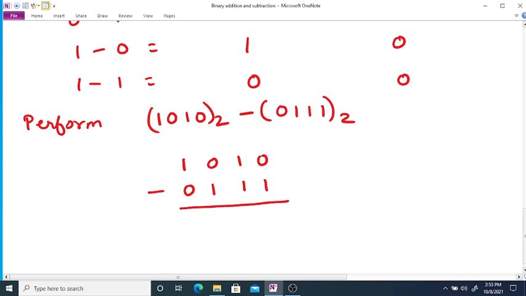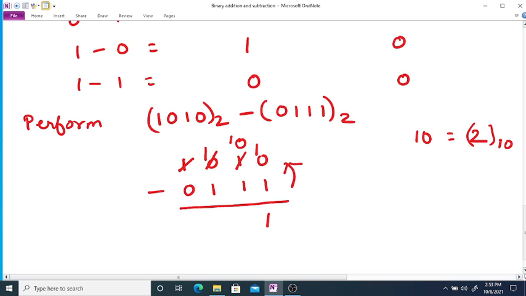So 0 minus 1, we cannot subtract this number, so we have to take a borrow from the next term. So we will take a borrow over here. Now 10 is nothing but 2 in decimal. So if we subtract 1 from this 2, we will get difference over here as 1. Now here as we have taken a borrow, so remainder will be 0. So again 0 minus 1 we cannot subtract, so we have to take a borrow from the next term. So we will take borrow from here in this term. Now again we will have to take one borrow from here in this term. So we will cancel out this one also.